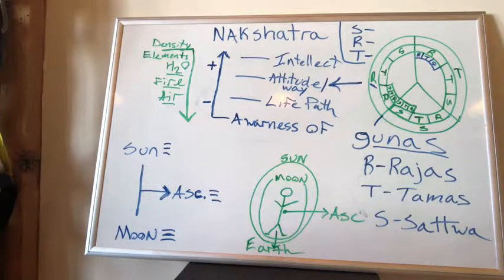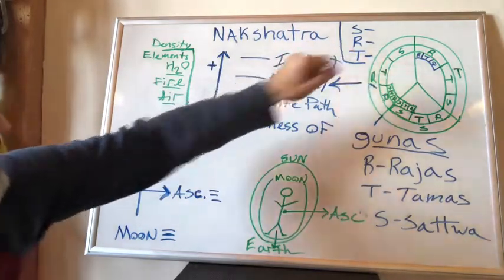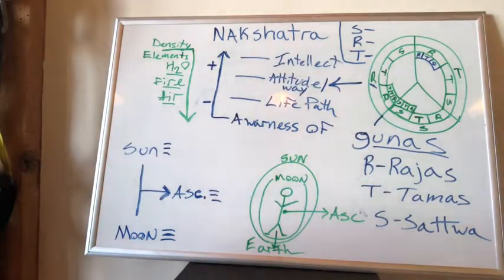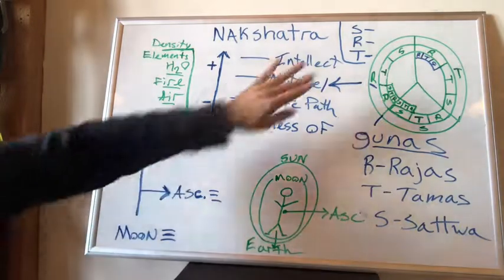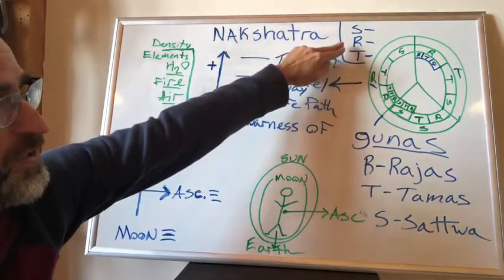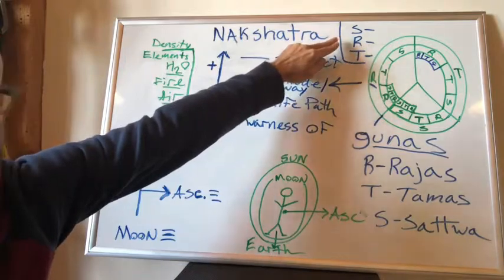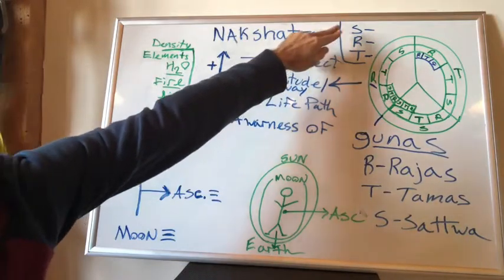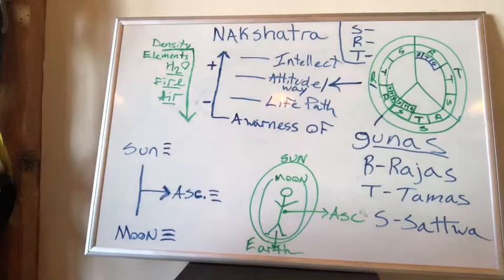So looking at these nakshatras, let's do an example, something specific. Let me find something here. So I wrote an example up here. So it's tamasic at its base, rajasic as a secondary characteristic or attitude, and sattvic at its intellect, which corresponds to, let me see if I can find it. One moment.